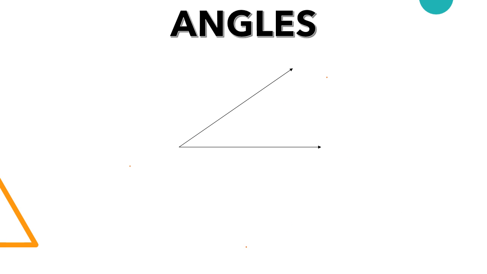Angles. An angle is a figure formed by two rays with a common endpoint. You can see that if two rays are joined together with the endpoint and they have a common endpoint, then they form an angle. Here, if we consider this point as A, one ray as AB and the other ray as AC. So here A, which is the common endpoint, is called the vertex of the angle.